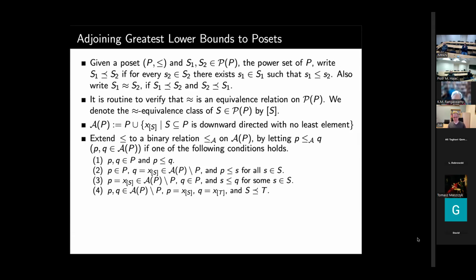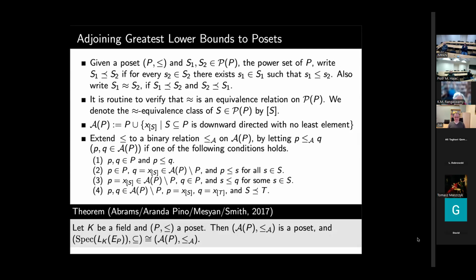So if you take a point P in the original partially ordered set and one of these new points, let's say XS, when is that new point XS going to be above P? When all the points in the original set S are above P, and similarly in the other cases. So this just gives a set with a binary relation, and you might ask, does that give you a partially ordered set? And it does. We managed to show that this construction gives a partially ordered set, and it's exactly what you get from the prime spectrum of our Leavitt path algebra.